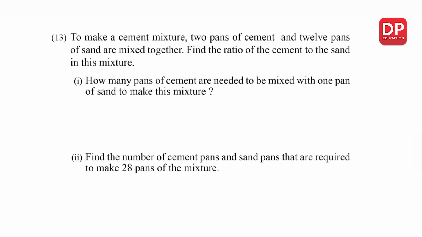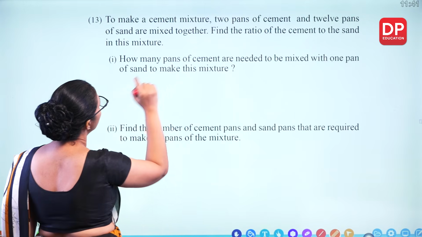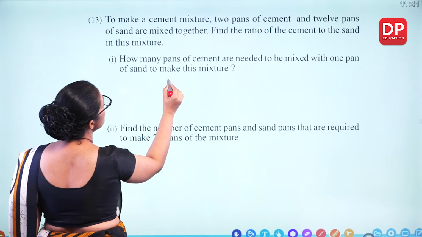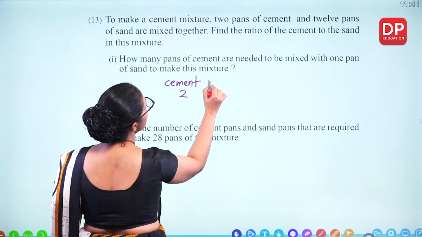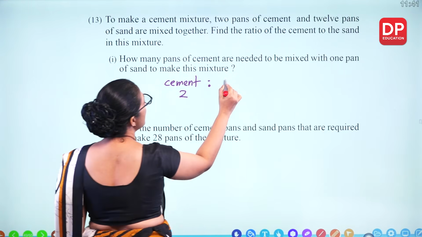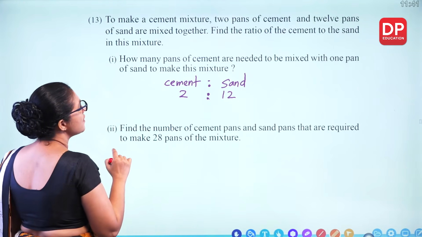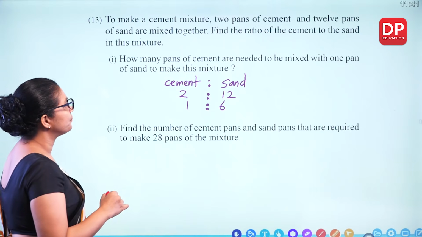To make a cement mixture, 2 pans of cement and 12 pans of sand are mixed together. Find the ratio of cement to sand in the mixture. It says 2 pans of cement and 12 pans of sand. So what's the ratio? Divide by 2. 1 is to 6. 1 to 6 ratio.